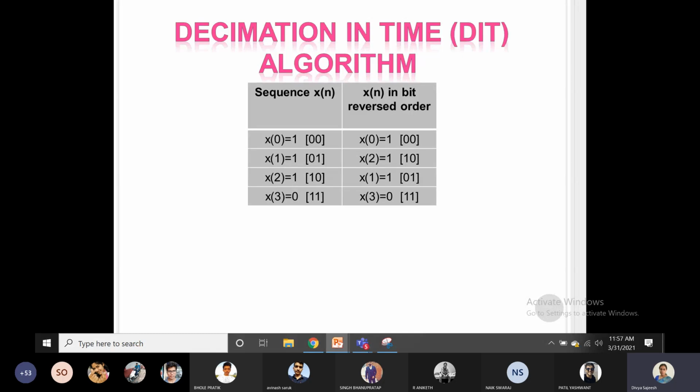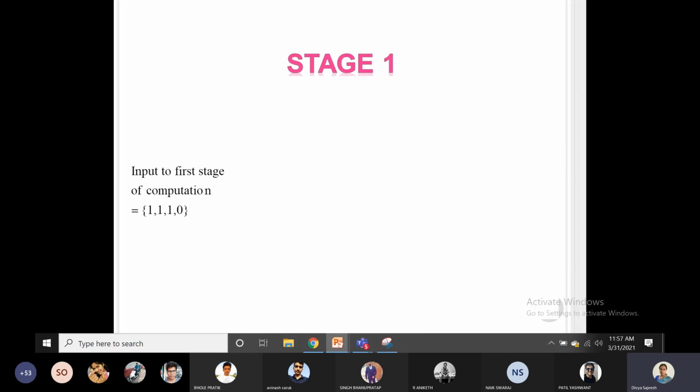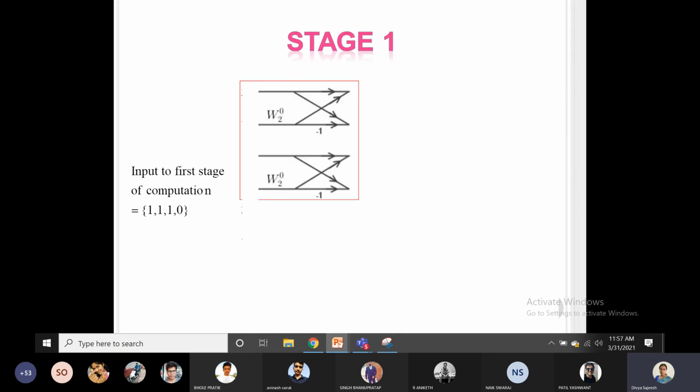Now we have to take this bit-reversed order as the input to the first stage. So in the first stage, the bit-reversed x of n is taken, and the phase factor in the first stage is w2 raised to 0, which is equal to 1. So inputting 1, 1, 1, 0 into the first stage, we have to take the butterfly with 2 inputs. We require only 2 sets of 2-input butterfly diagrams. So in this I will input 1, 1, 1, 0, and I need to calculate the output.